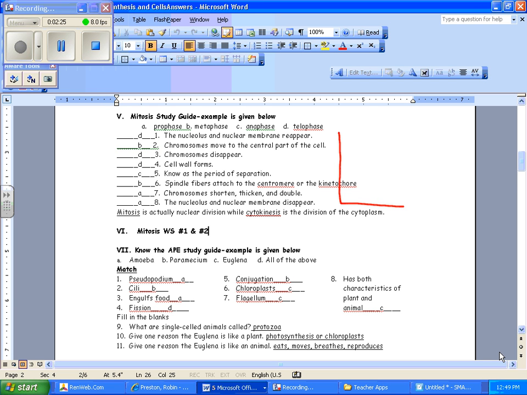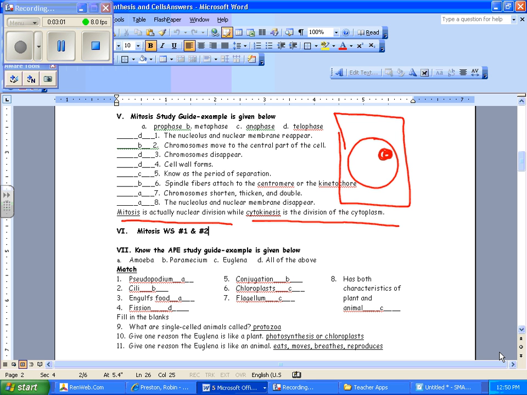Remember, in the beginning, with your nucleus, nucleolus, those 2 things have to get out of the way so the chromosomes can do their thing. You never see the chromosomes until the cell is dividing. So one of the questions on the test is, when do you see the chromosomes? You're only going to see them when mitosis is going on. Another big thing you need to remember, mitosis is nuclear division, where cytokinesis is the division of the cytoplasm.